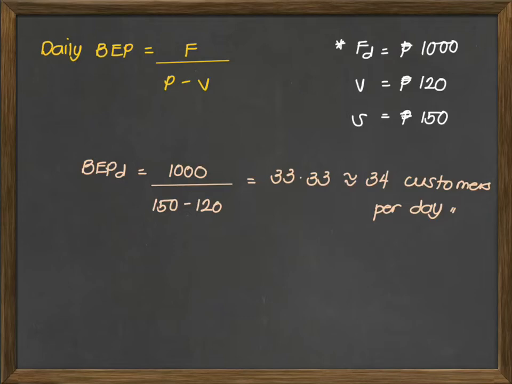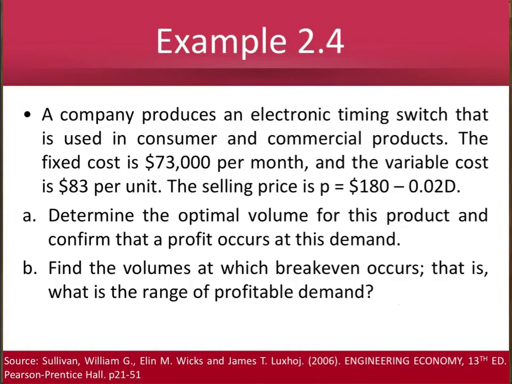So sa makatwid, if their projection is 200 customers per day, so definitely the hamburger shop will be profitable daily. Okay? Now, on to the next example. Example 4. A company produces an electronic timing switch that is used in consumer and commercial products. Now, the fixed cost is $73,000 per month and the variable cost is $83 per unit. The selling price is given by the equation $180 minus 0.02D.